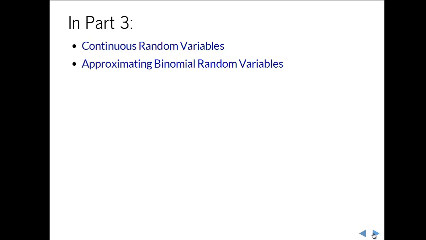In part 1, we introduced the basic concepts of probability and random variables. We focused on discrete random variables in particular. And then in part 2, we discussed expectation, standard deviation, and binomial random variables. Now in part 3, we will move on to continuous random variables and then using them to approximate binomial random variables.